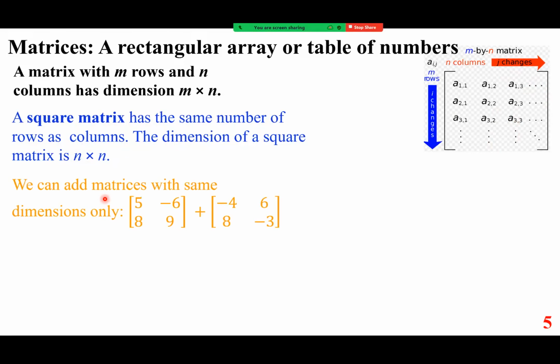We could add matrices that are of identical dimensions. For example, these two. So 5 and -4 I can add as an example. I can add these two and I get 1. I can add these two and I get 0. I can add these two and I get 16. And I can add these two and I get 6. This is how you add them up.